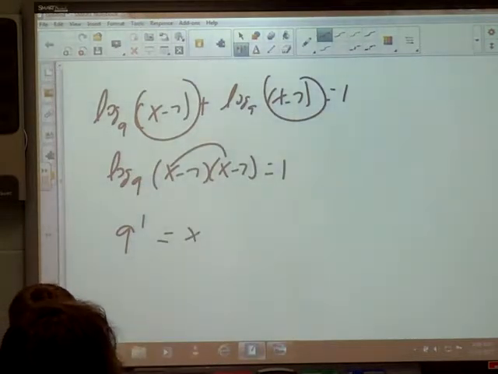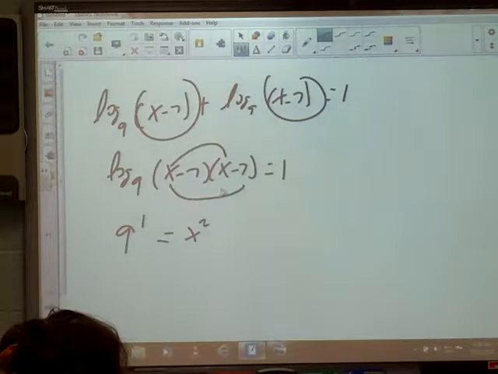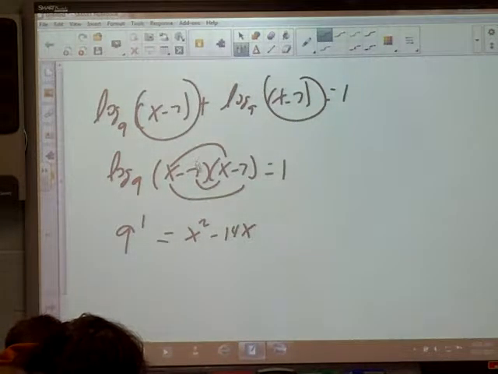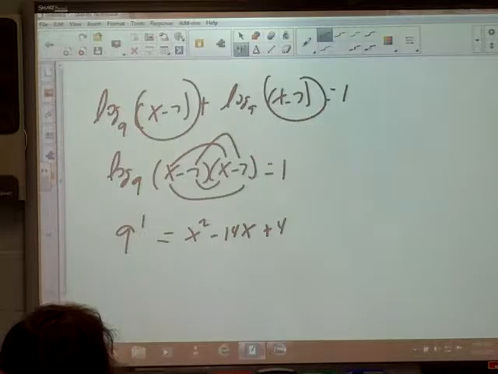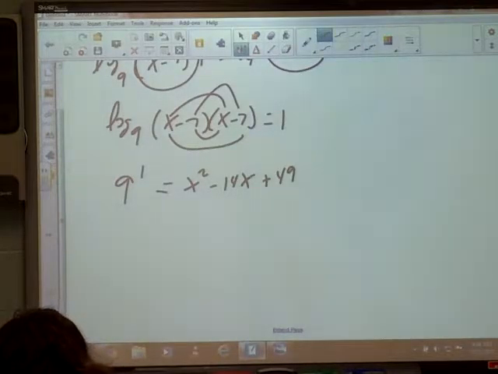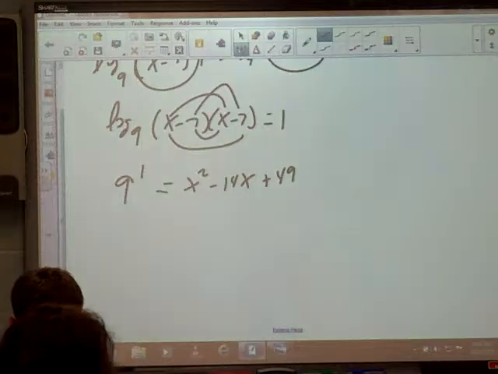That gets me x squared. Outer is negative 7x and inner is negative 7x. So that's negative 14x. And then plus 49. Alright, now 6th period yesterday got to grumbling about this because that created a quadratic. So you had to remember how to solve a quadratic. You could do factoring on this one or quadratic formula.